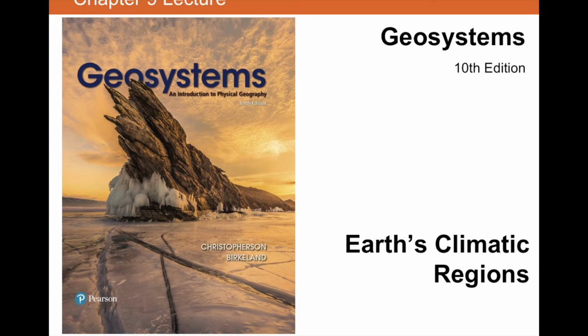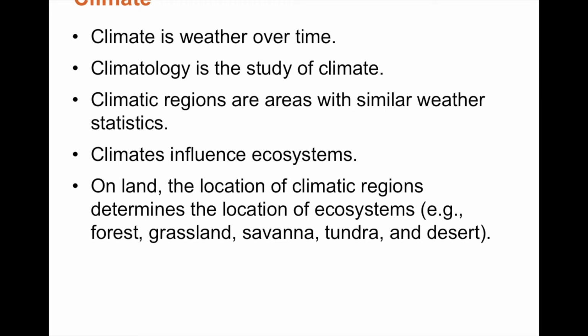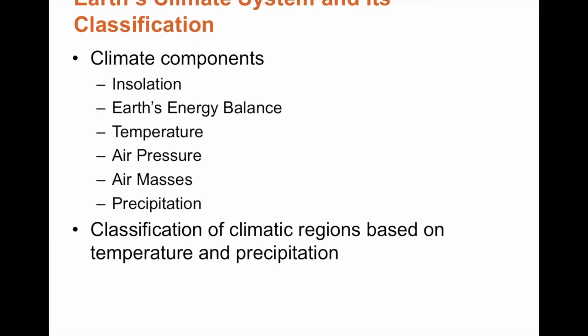Today we're going to talk about Chapter 9, Earth's Climatic Regions. Now, climate is weather over time, and climatology is the study of climate. Climatic regions are those areas with similar weather statistics. Climates influence the ecosystems, and on land, the location of climate regions determines the location of the ecosystem, like forest, grassland, savanna, tundra, and desert.